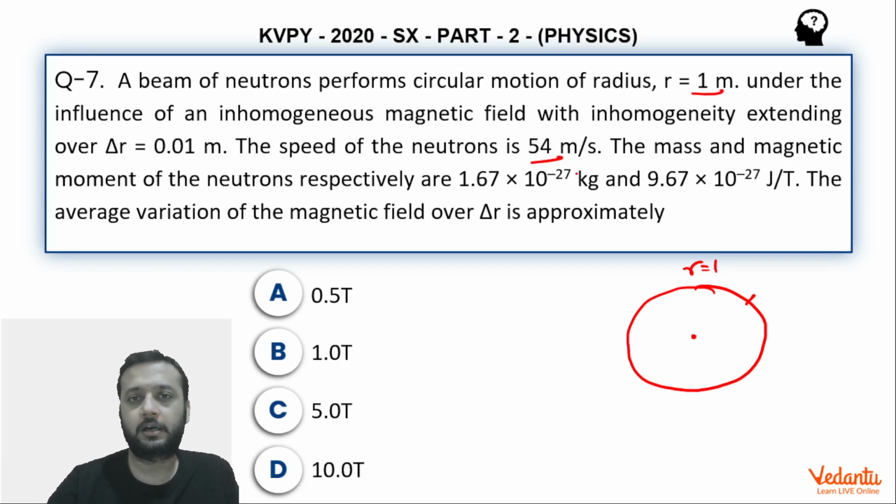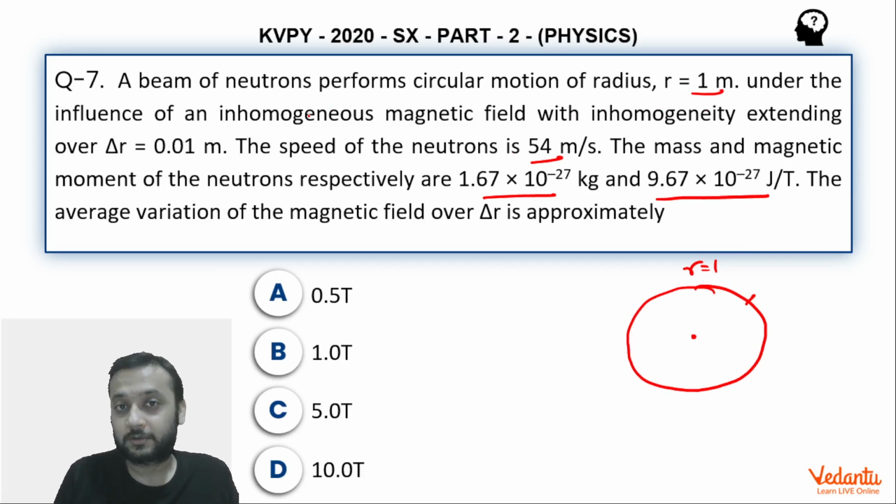Also, it's given that the speed of the neutron is 54 meters per second. The mass of the neutron has been given to us, and the magnetic moment of the neutron has been given to us. Now, as I was saying, some students thought: how can a magnetic field apply any force on neutrons? Because to perform circular motion, any particle will require some amount of force, and neutrons are chargeless particles. They are neutral particles. It's a well-known fact. So how can a magnetic field apply force on neutrons? Because of this amazing scenario, some students thought that the question doesn't make any sense.